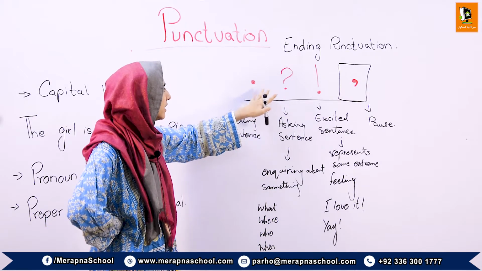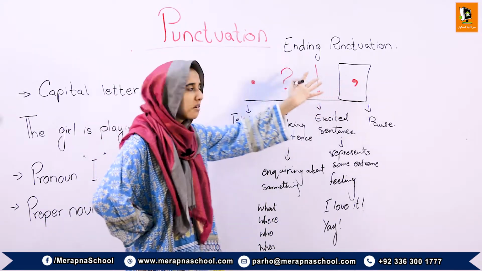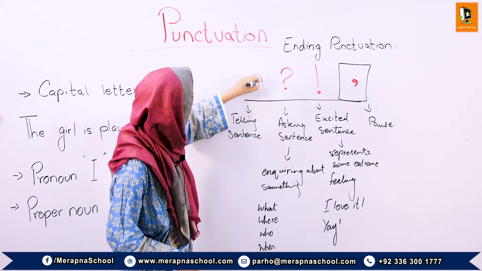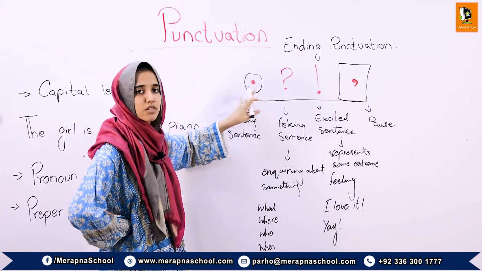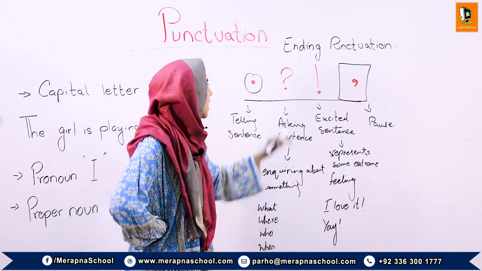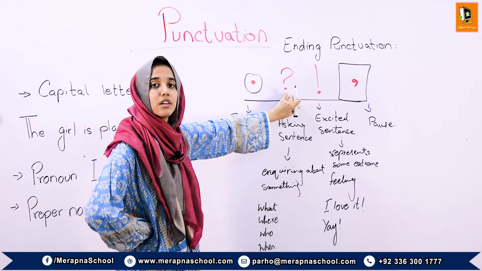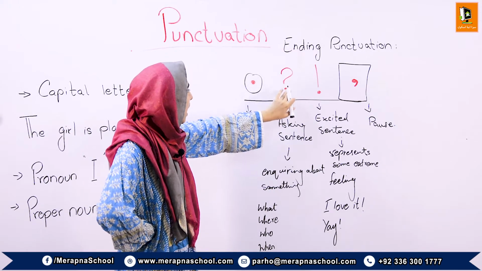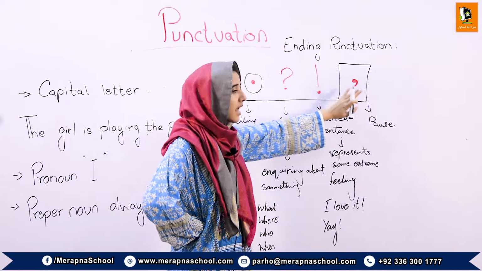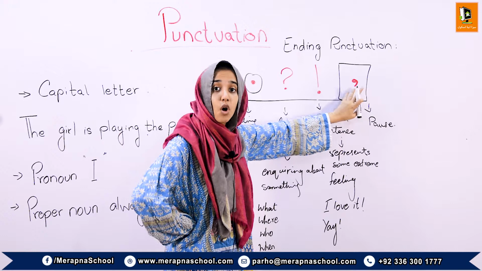Now, what are these marks? Can you guess? For example, the circle, or we can call this a dot. What is this? A period, or we often call this a full stop. Now, what is this mark? A question mark. And the next one, exclamation mark. And at last, we have a comma.